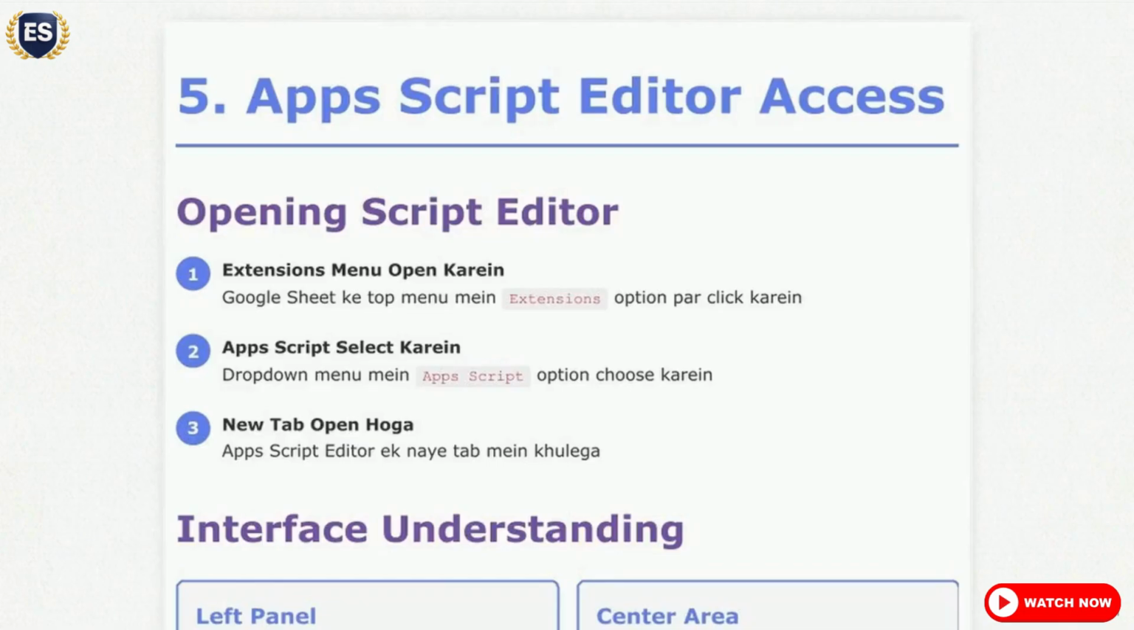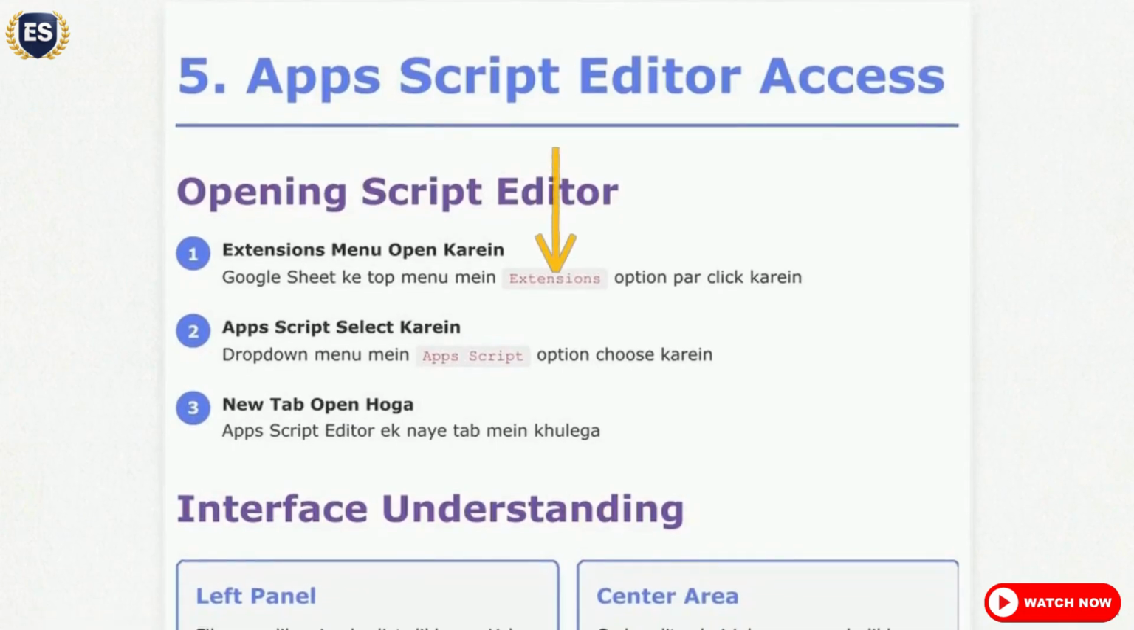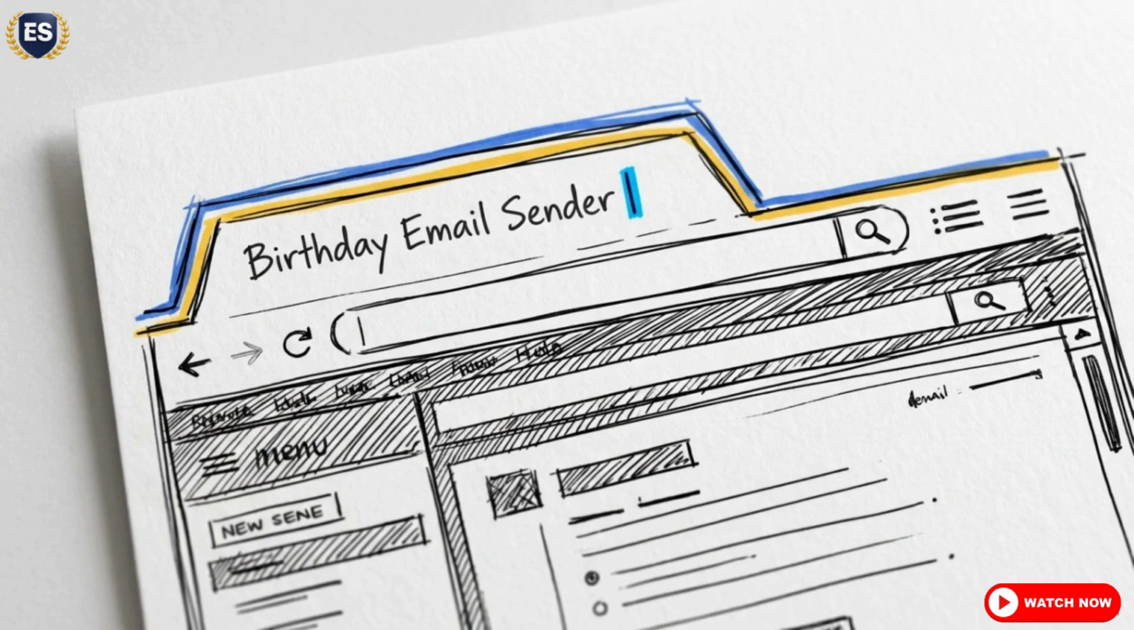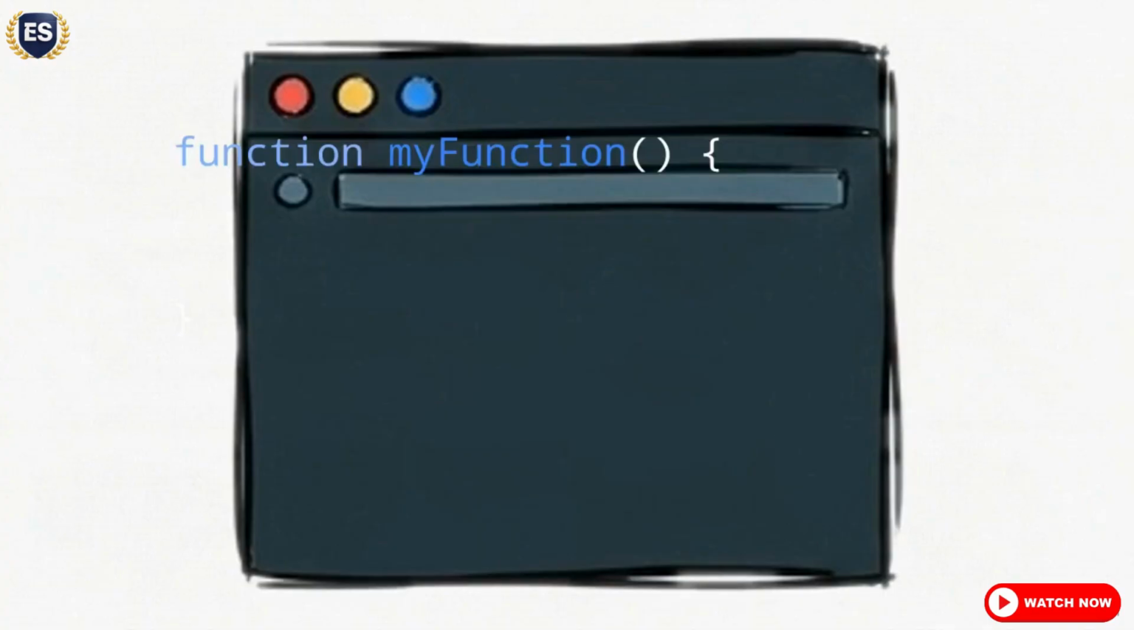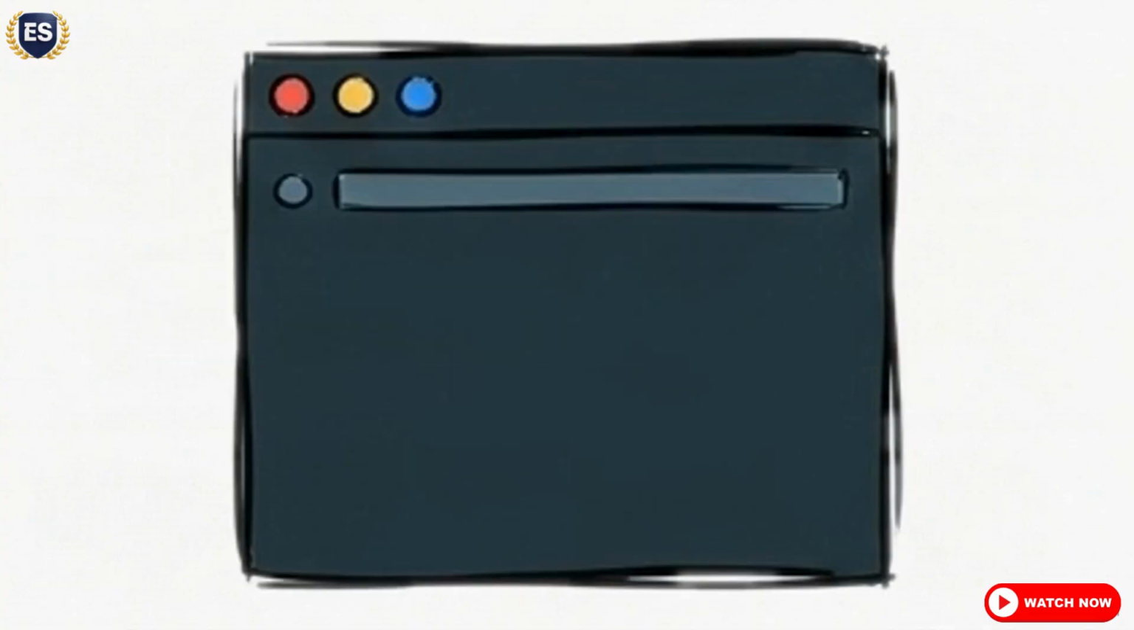With the data ready, we need to add the logic. Go to the top menu, click Extensions, and select Apps Script. This opens a new tab with the script editor. Rename this project to match your sheet, and delete the default block of code that says My Function. We need a completely blank canvas.